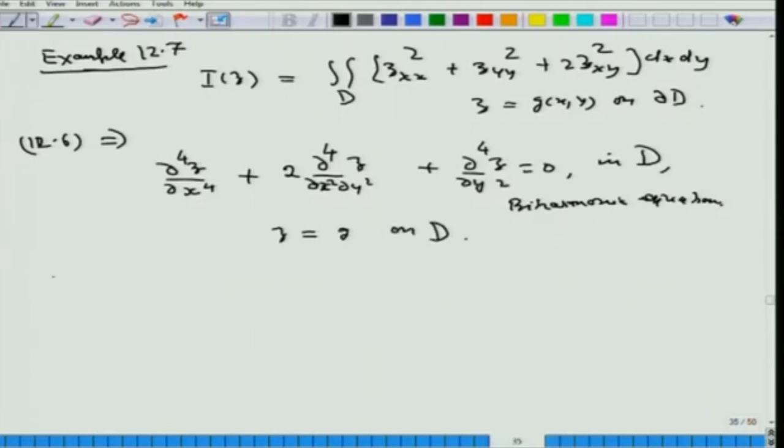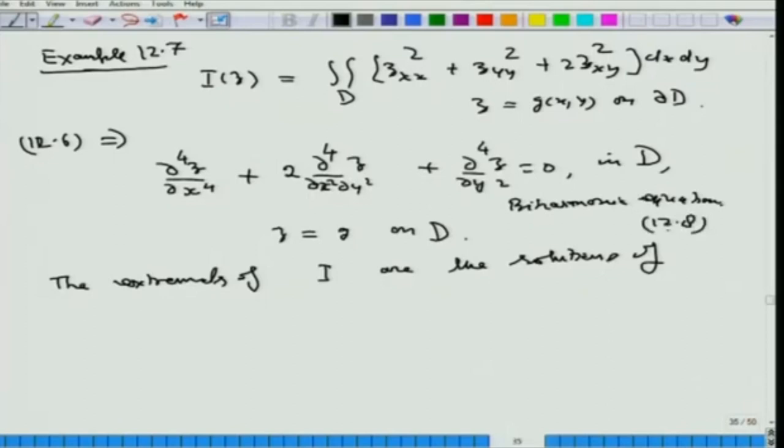So, the extremals of I are the solutions of this, which is 12.8, the biharmonic equation.